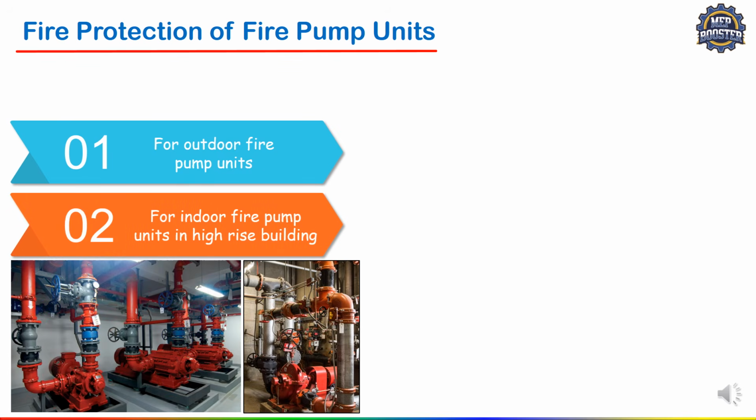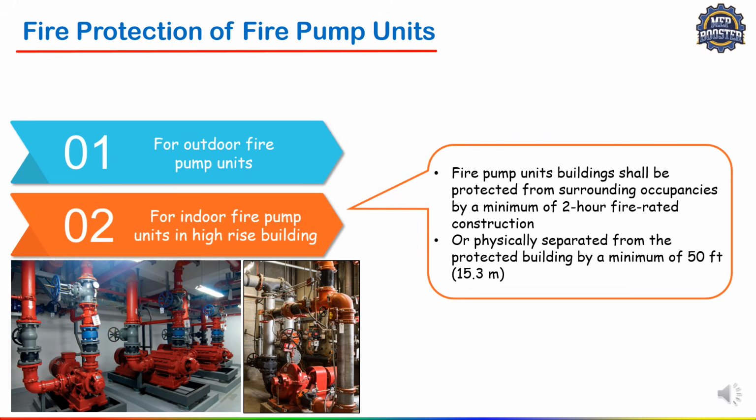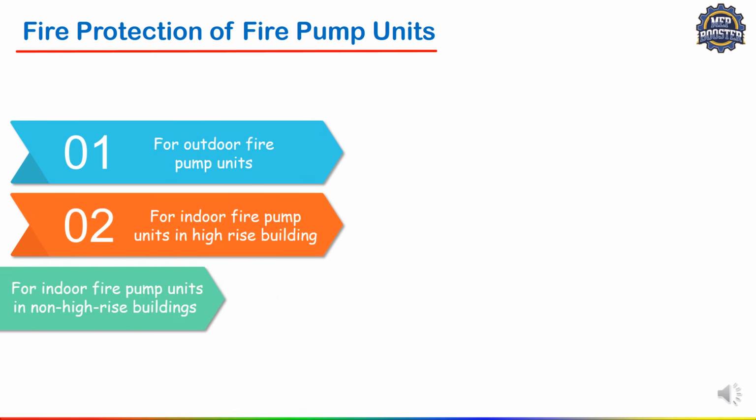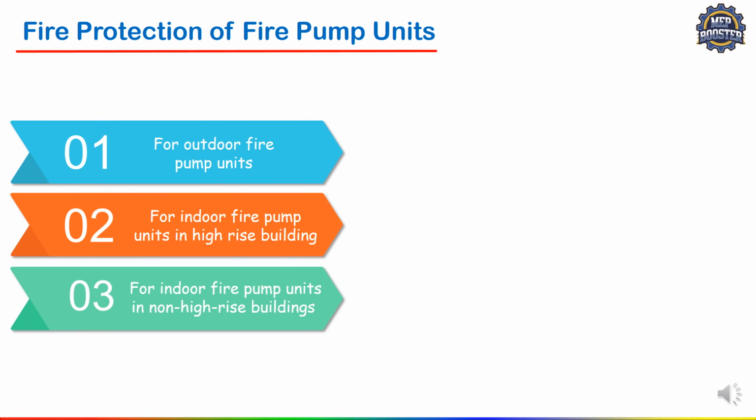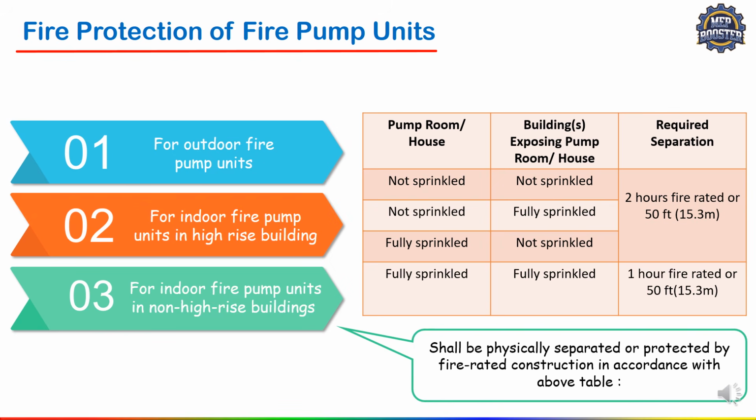For an indoor fire pump unit in a high-rise building, the fire pump unit building shall be protected from surrounding occupancy by a minimum of 2 hours fire rated construction, or physically separated from the protected building by a minimum of 50 feet. And an indoor fire pump unit in a non-high-rise building shall be physically separated or protected by fire rated construction in accordance with the above table.